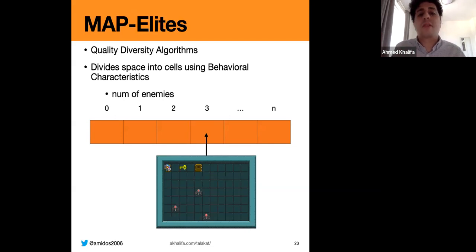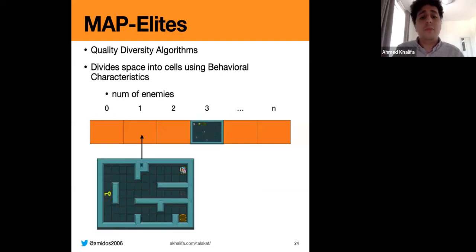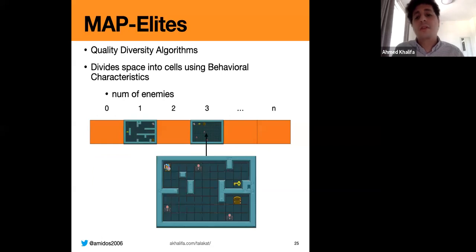For example, let's say the behavioral characteristic is the number of enemies. And whenever it finds a new level, it calculates that characteristic, which is the number of enemies. In that case, we have 3 enemies, so it's going to be inserted in cell 3. And then it finds a new level, and that new level has 1 enemy, so it gets placed in cell 1. But if it finds another level that has the same value as something before, it compares these 2 levels with respect to each other and picks the best.